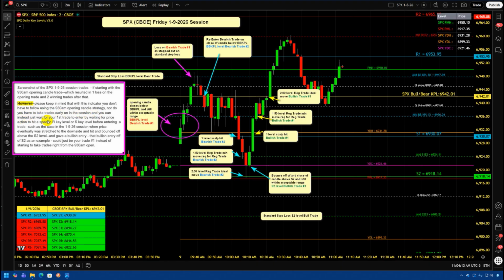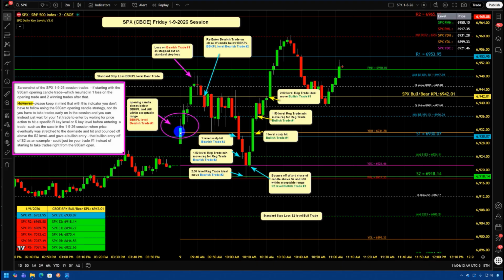And you can instead just wait for your first trade to enter by waiting for price action to hit a specific R key level or S key level before entering a trade, such as the case in this particular session when price eventually was stretched to the downside and hit and bounced off of the S2 level and gave a bullish entry. That bullish entry off of S2, as an example, could have just been your trade number one of this session instead of starting to take trades right off the 9:30 open.